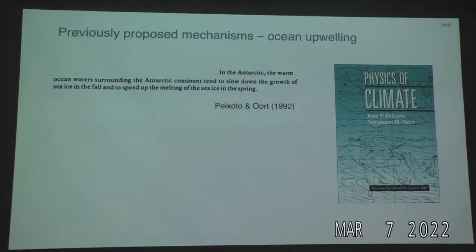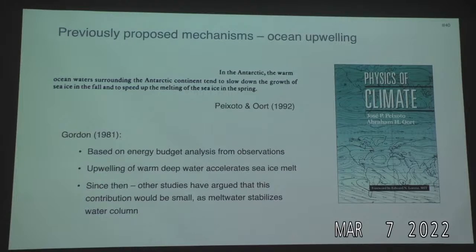The Physics and Climate textbook states that in the Antarctic, the warm ocean waters surrounding the Antarctic continent tend to slow down the growth of sea ice in the fall and to speed up the melting of the sea ice in the spring. They don't have a citation here, but I think this comes from Arnold Golden's 1981 paper, which was based on an energy budget analysis from the fairly limited observations available at the time, where he suggested that there wasn't enough flux available to melt the sea ice as rapidly as it was being melted. And so he suggested that there must be some kind of upwelling of warm deep water in order to achieve this magnitude of sea ice melt.